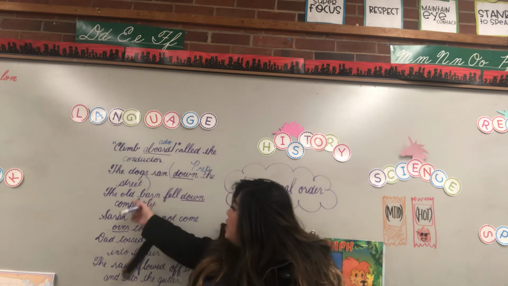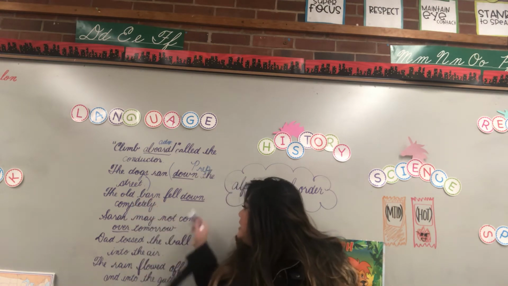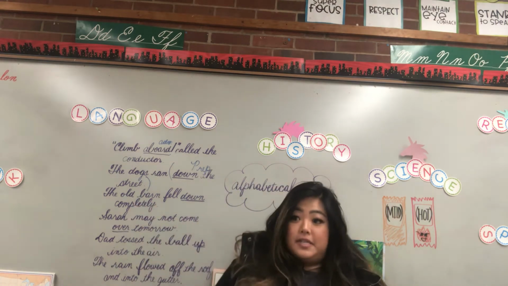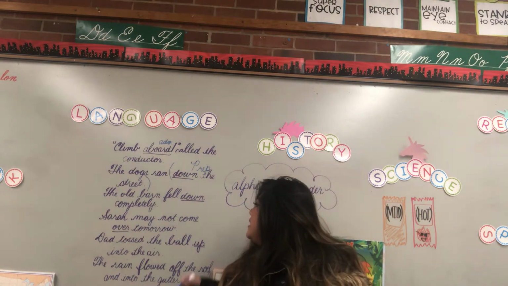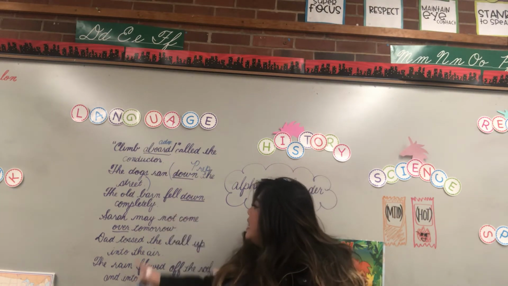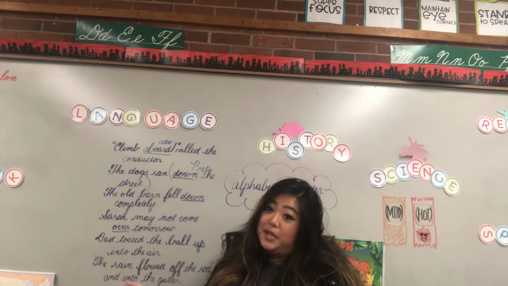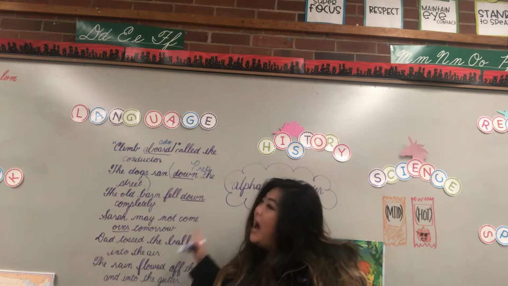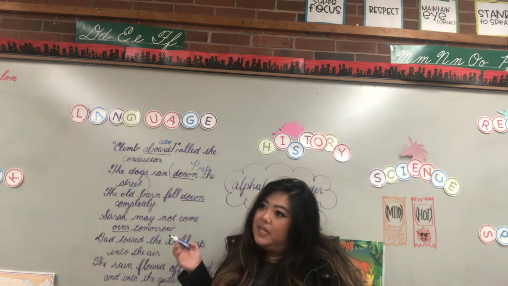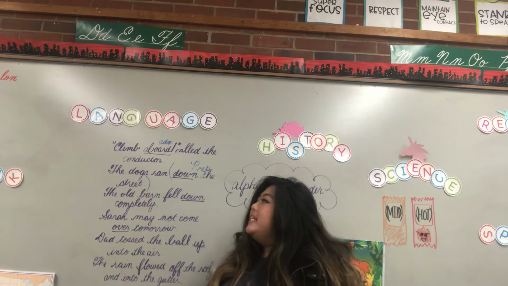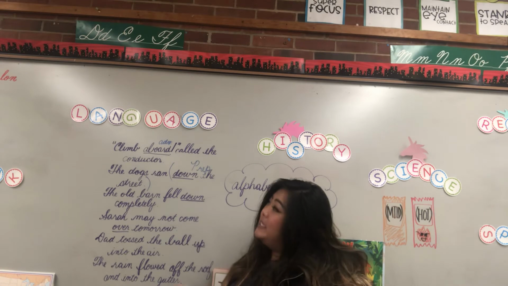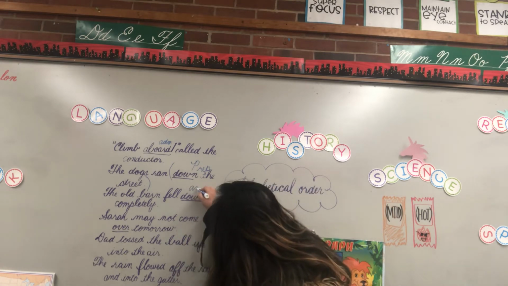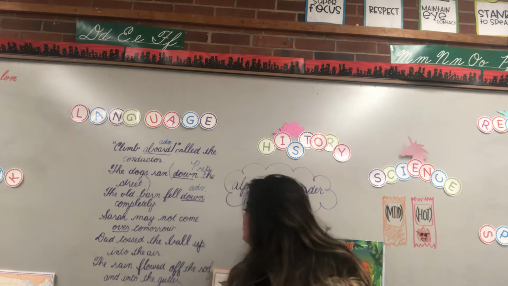Okay, the next one. The old barn fell down completely. Down. What is down? Down is on the list, but the next word is completely. Completely, you should know, is an adverb already, and so an object of the preposition can only be a noun or a pronoun, so it is not a preposition, it is an adverb, once again.